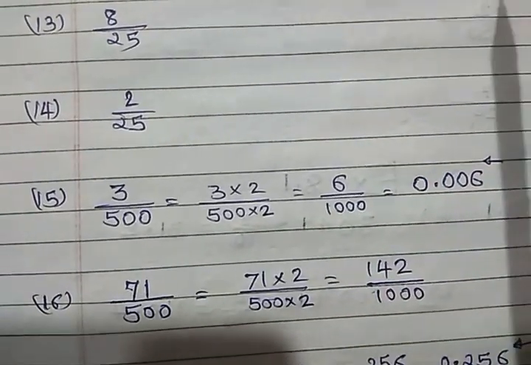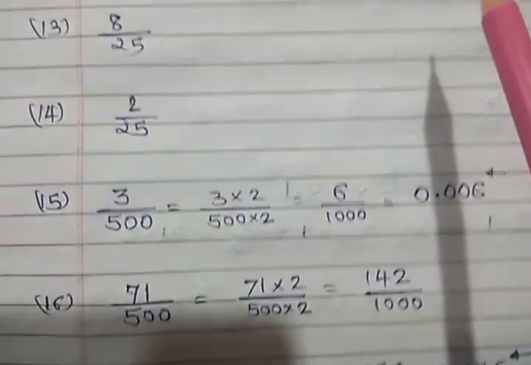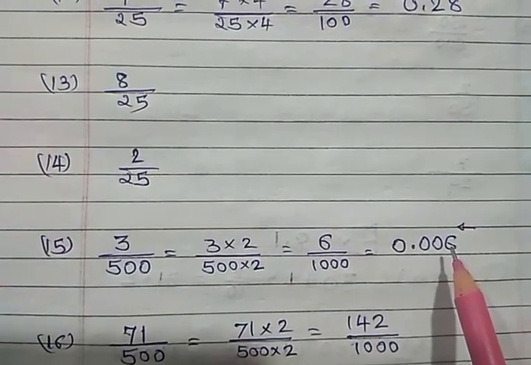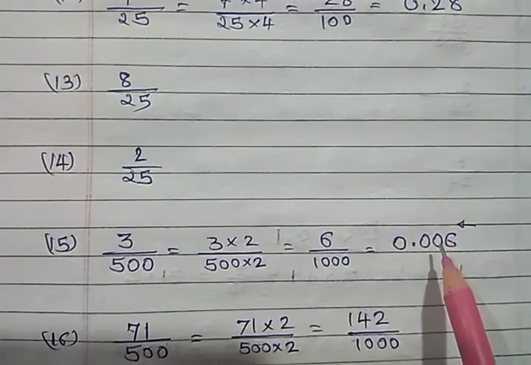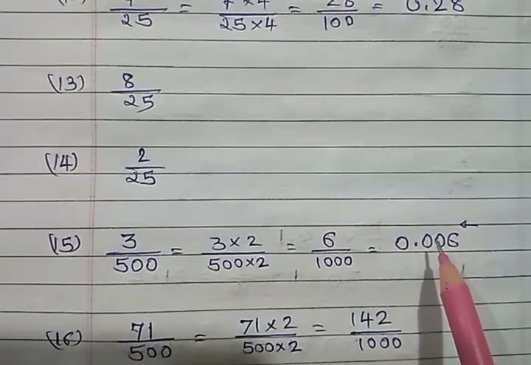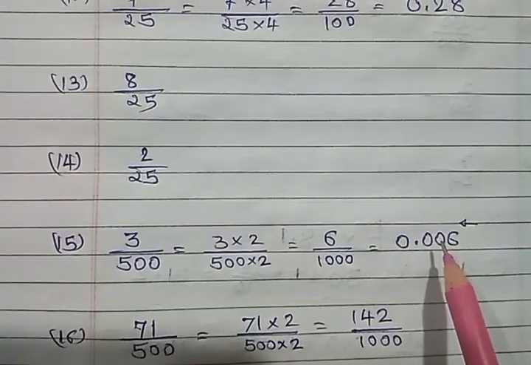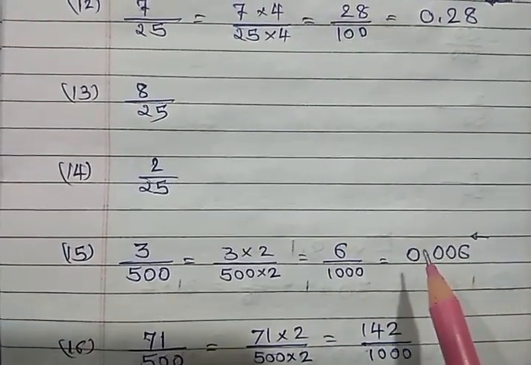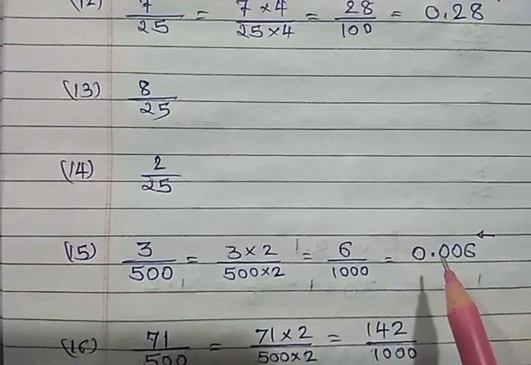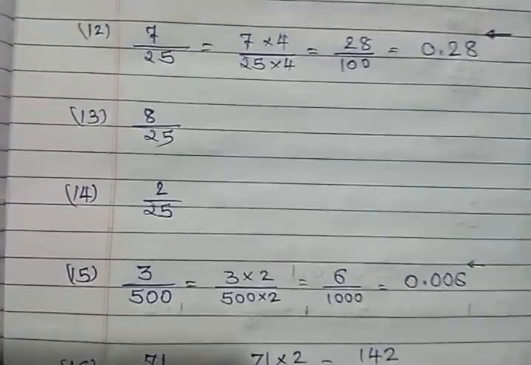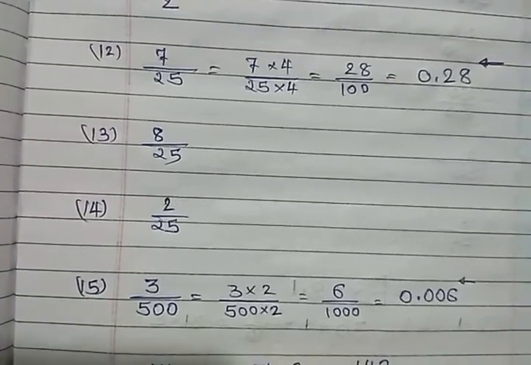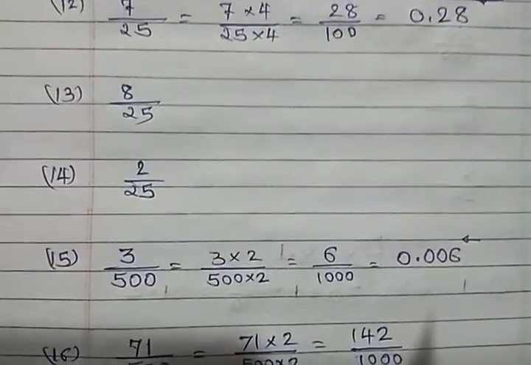So we have to put here first 6, then 1, 2. No number is there, so you have to put 0. 1, 2, 3, and then the point. So it is read as 0.006, right? From right to left we cut 3 decimal points, and wherever the number is not there we put 0.